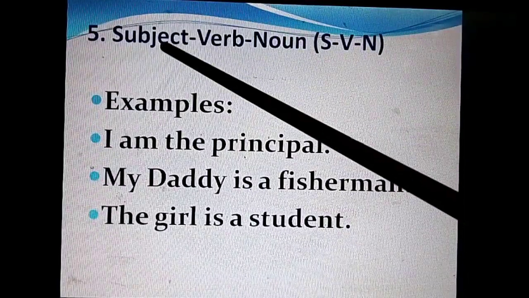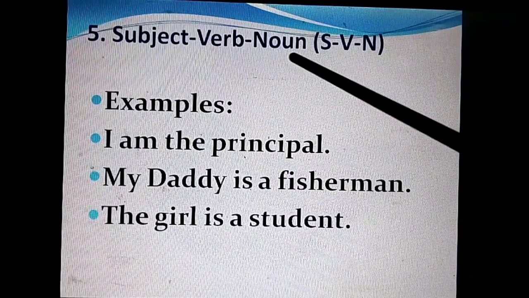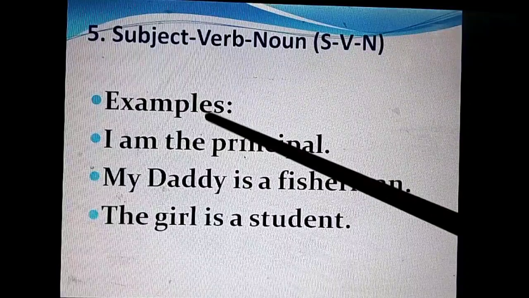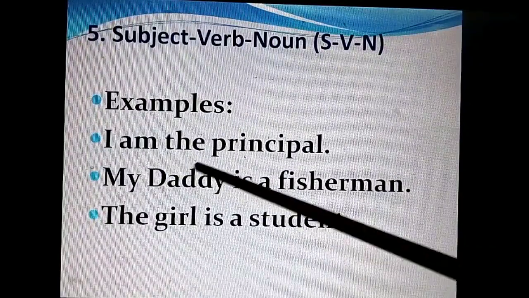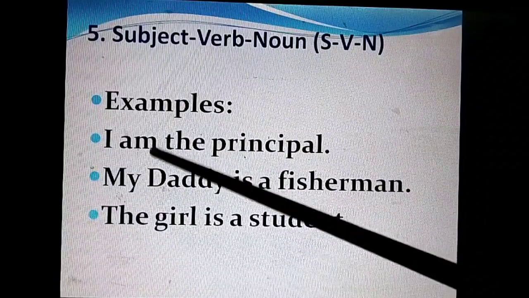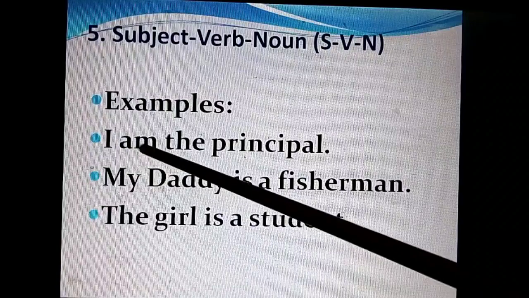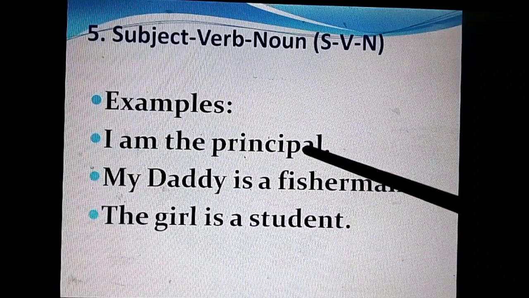Let us come to the last combination, subject, verb and noun, represented by SVN. These are the three examples here. I am the principal. So I, subject, am, verb, the principal is the noun.